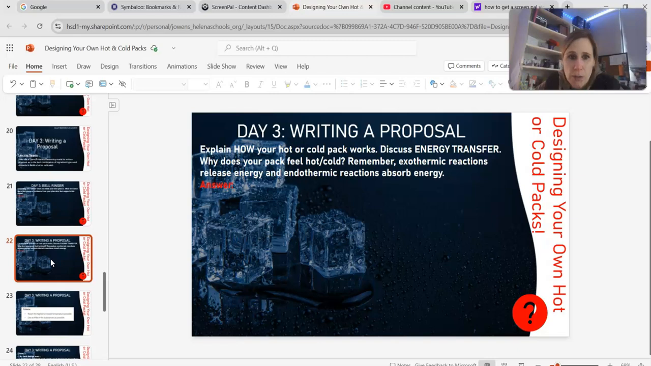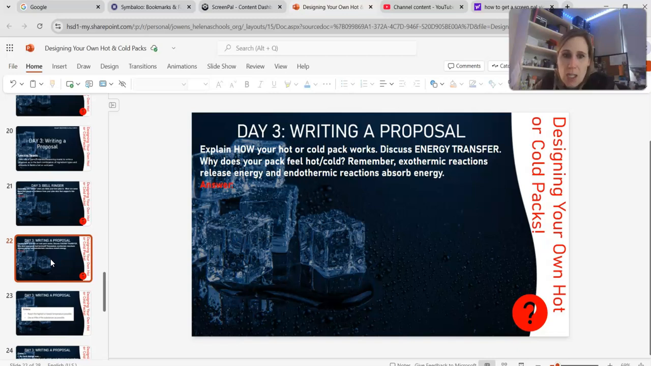Discuss energy transfer. So you need to discuss endothermic and exothermic reactions and energy transfer. So remember, the body can't feel temperature. So when it feels something that feels hot, what are they really feeling? Okay, if they feel something that feels cold, what are they really feeling here? Okay, so talk about energy transfer in that answer. And then why does your pack feel hot or cold?